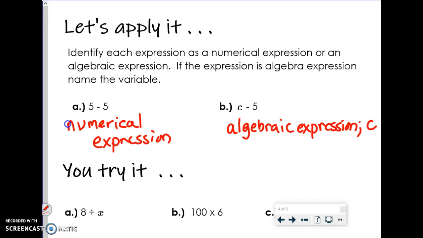So now what I would like you to do is try here A, B, and C. Can you tell me, is it numerical or algebraic? And if it's algebraic, tell me what the variable is. So just put that semicolon in. Let me try all three by yourself.